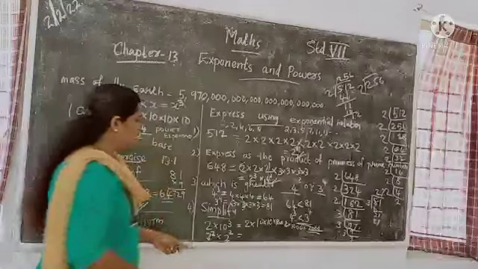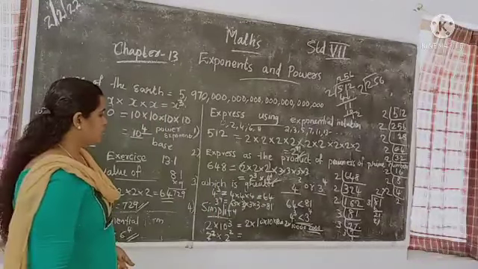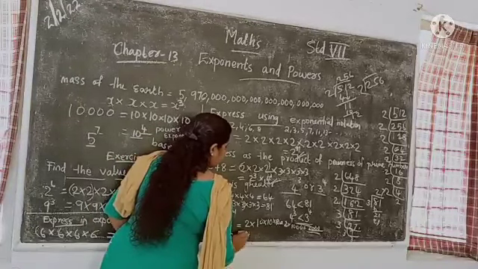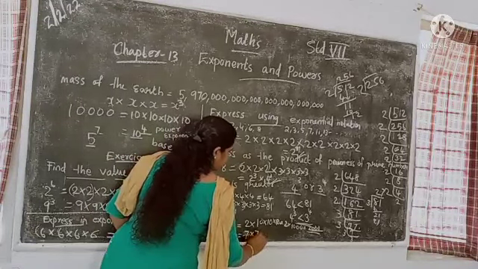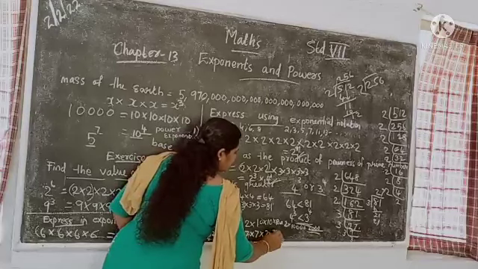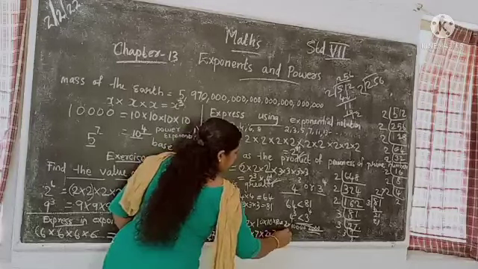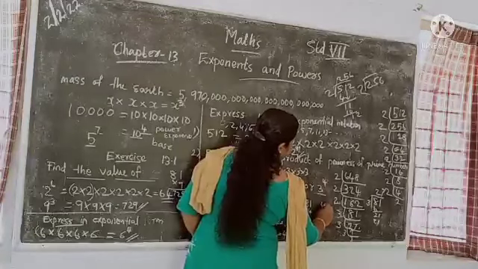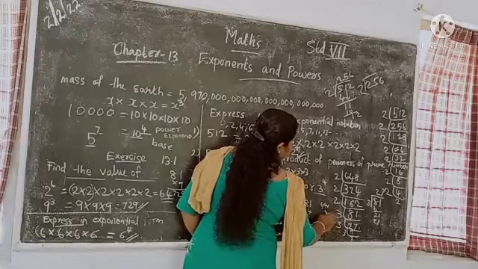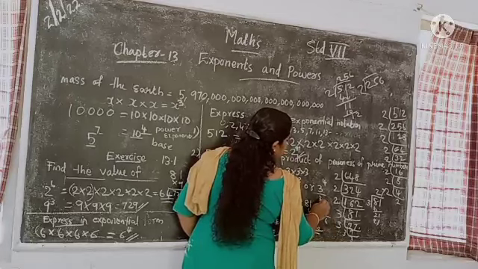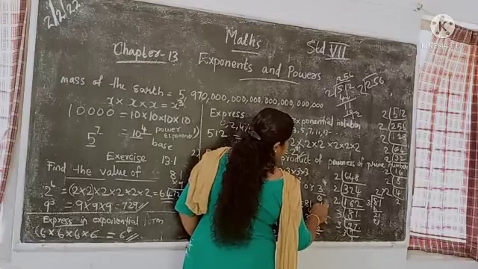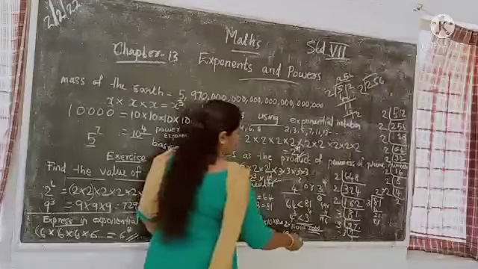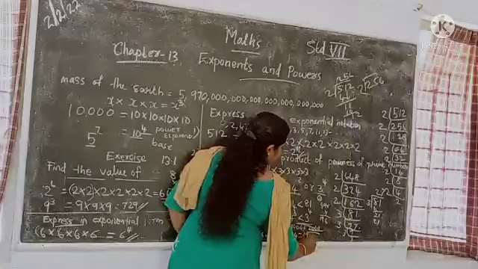Next one, 7 raised to 2 into 2 raised to 2. 7 raised to 2 is 7 into 7, 49. So it is 7 into 7 into 2 into 2. 7 into 7, 49. 49 into 4: 9 fours are 36, 4 fours are 16, 16 plus 3, 19. That is 196.